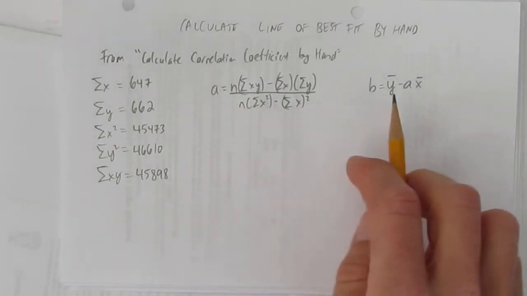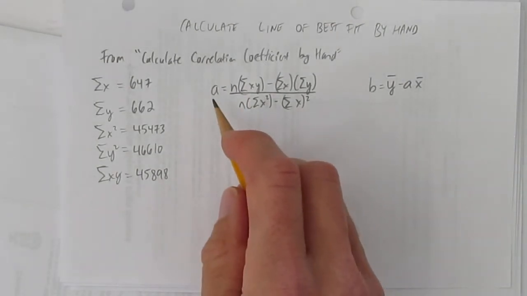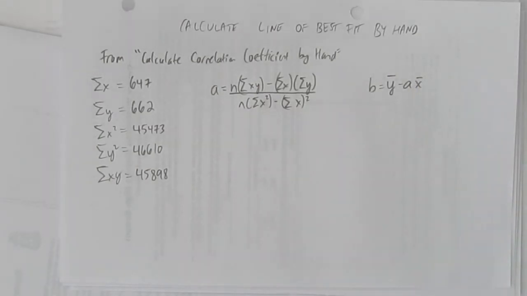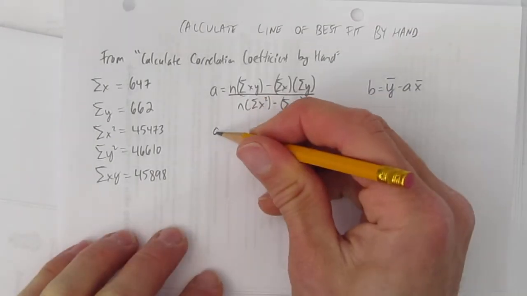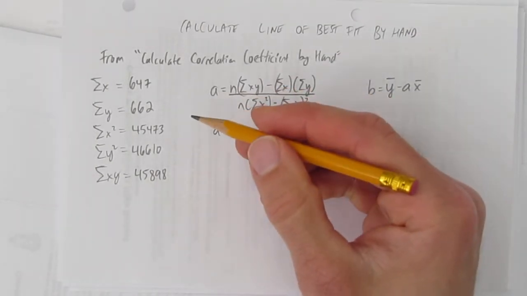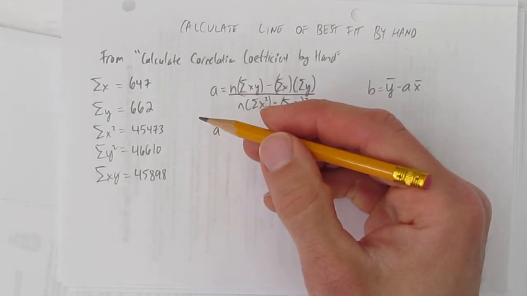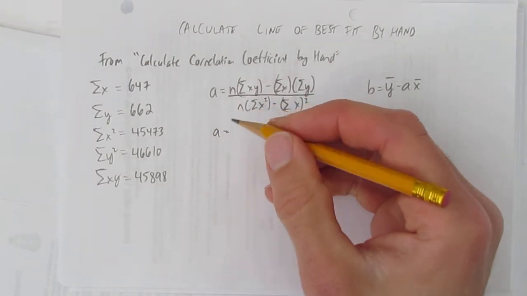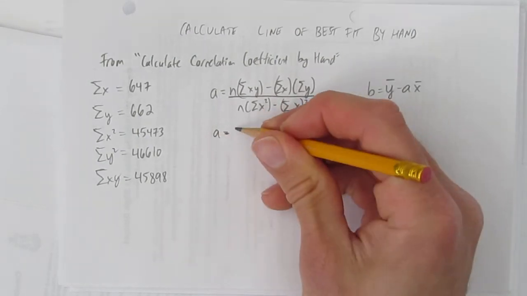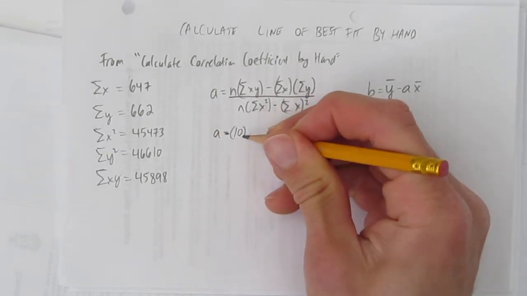You'll be given these formulas on a test, and you'll use them to calculate the slope A of the line and B, the y-intercept of the line. So let's do that now. A equals the number of things there were, and I don't think I've written it down here, but if you look at that last video, you'll see the number of things in the data table is 10. So we go 10 times.